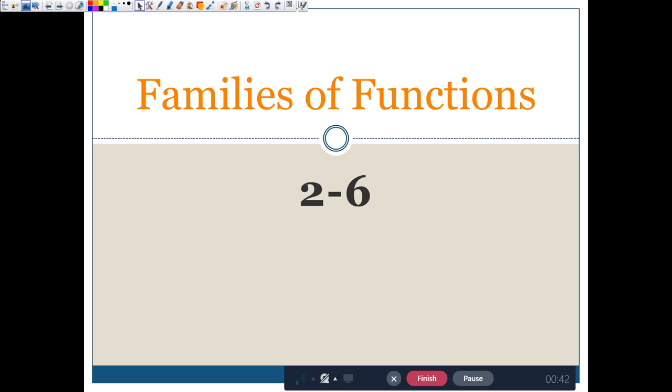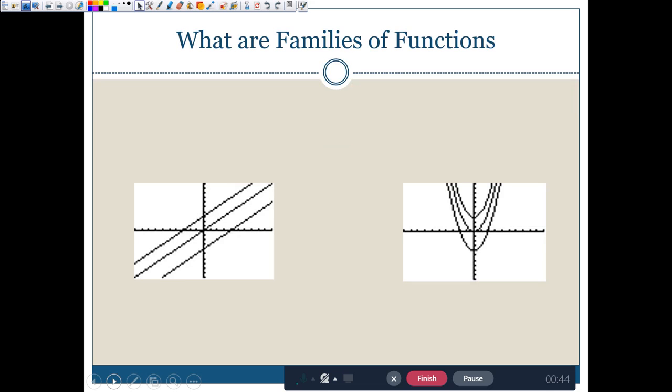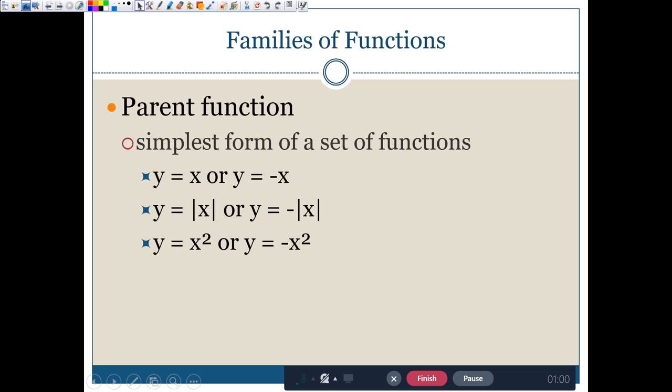Its family members are, you take that parent function and then something is being done to it. They're either being shifted up or down, left or right, or they're being stretched or compressed, but they all start off with that parent function, that original basic function. Then we have a list of parent functions here. It's the simplest form of a set of functions.